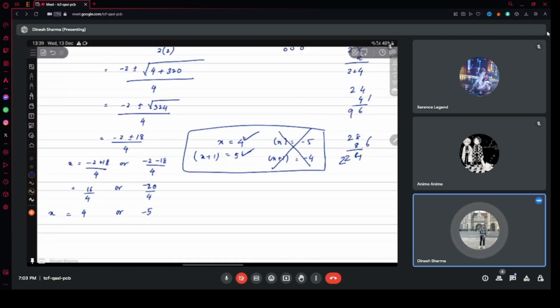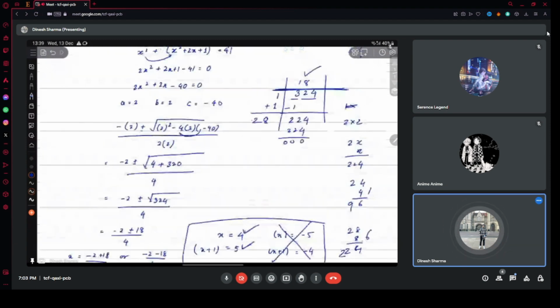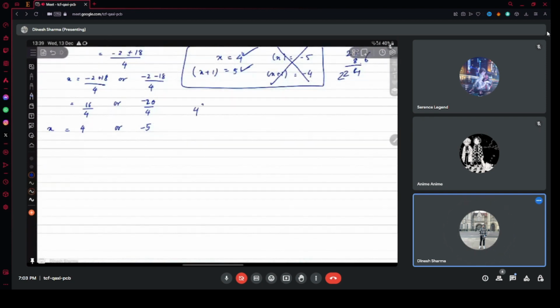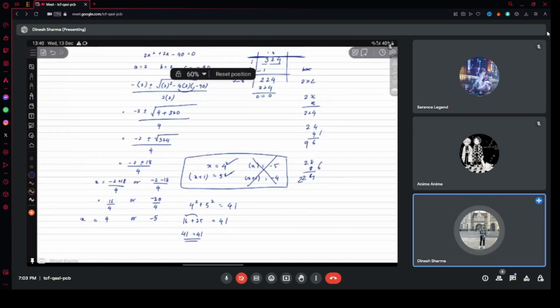So the sum of squares of these two numbers should be 41. If we try it, 4 squared plus 5 squared should be equal to 41. 16 plus 25 equal to 41. So 41 equal to 41. Proved. So the two numbers are 4 and 5. I think this is clear. Not that difficult to follow.